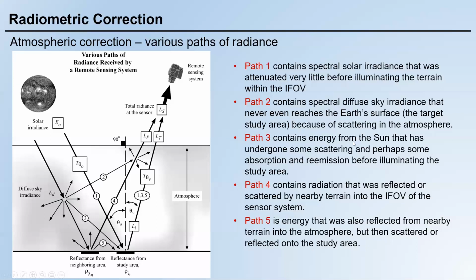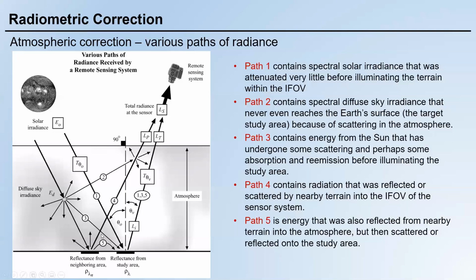Path 3 contains energy from the sun that has undergone some scattering and perhaps some absorption and re-emission before illuminating the study area. So here is path 3. It contains the EMR scattered by the atmosphere, but luckily it arrives at the surface of the Earth within the study area. And yes, when this part of the EMR is reflected, it contains useful information about the study area.